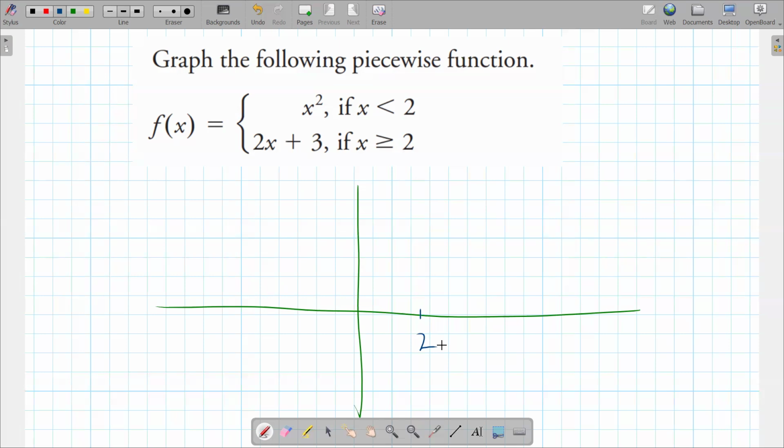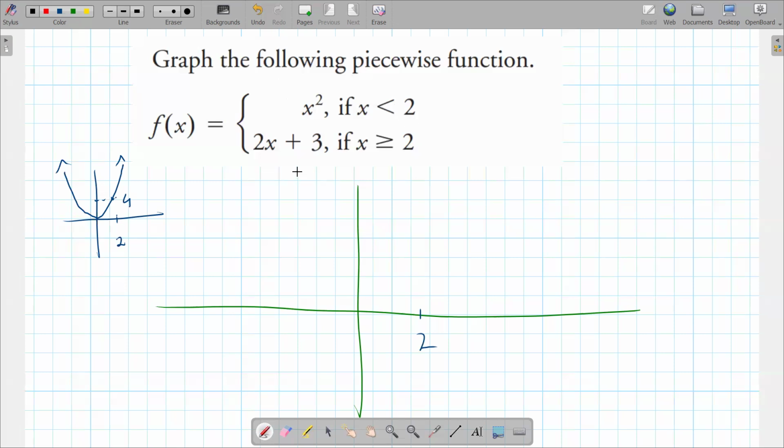Now I'm going to be a little bit quick about this because on the top you just have the parent function x squared, which looks like this. At the x value of 2, what's the y value for x squared? It's 4. The y value there is 4 for x squared. So how does that help us? Our x squared function is only valid to the left of 2 exclusively, right?